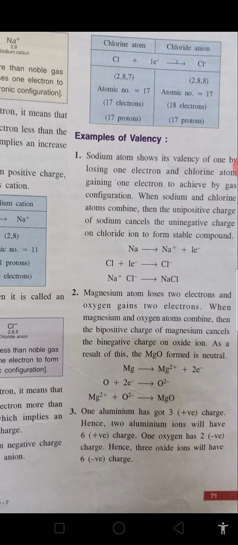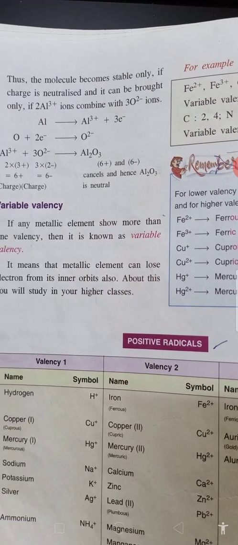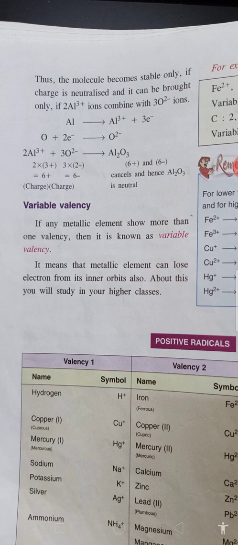Similarly, children, one aluminum ion has three positive charges, hence two aluminum ions will have 6 positive charges. An oxide ion has 2 negative charges, hence 3 oxide ions will have 6 negative charges. So children, the molecule becomes stable only if the charge is neutral, and that can be brought about only if 2 aluminum ions combine with 3 oxide ions. So the aluminum atom has a valency of plus 3 after losing electrons, and the oxygen atom after gaining 2 electrons forms an oxide ion with minus 2 valency.